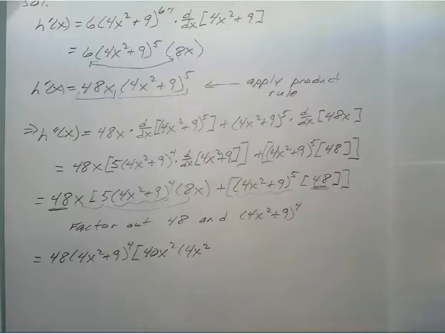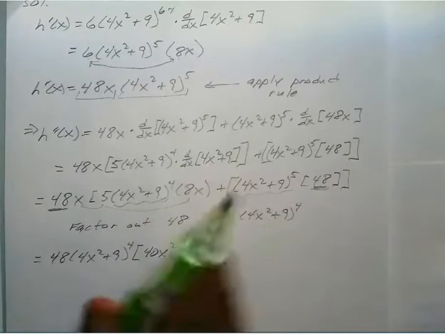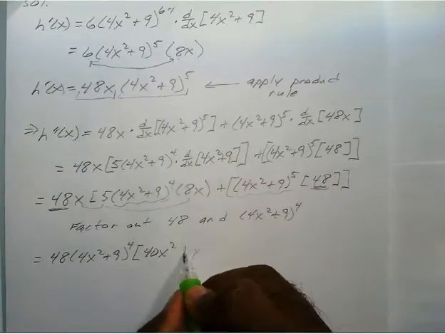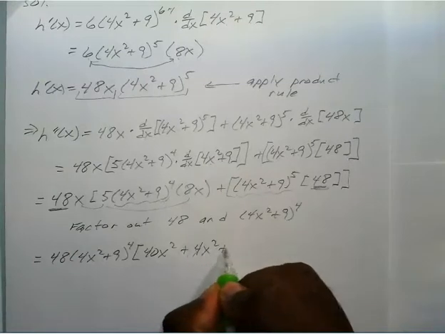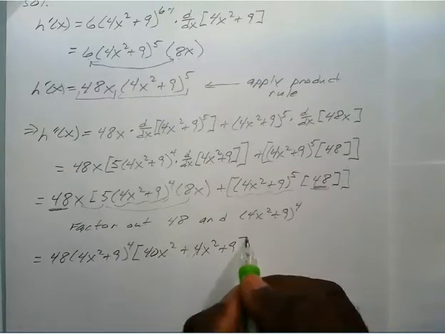So plus 4x squared plus 9, sorry about that. Because we factored that out, that leaves us plus 4x squared plus 9. There we go.